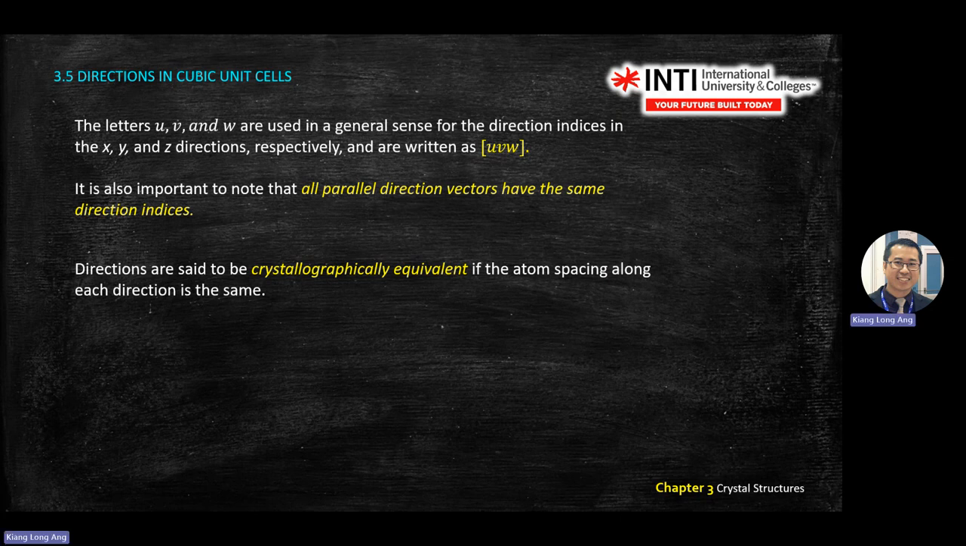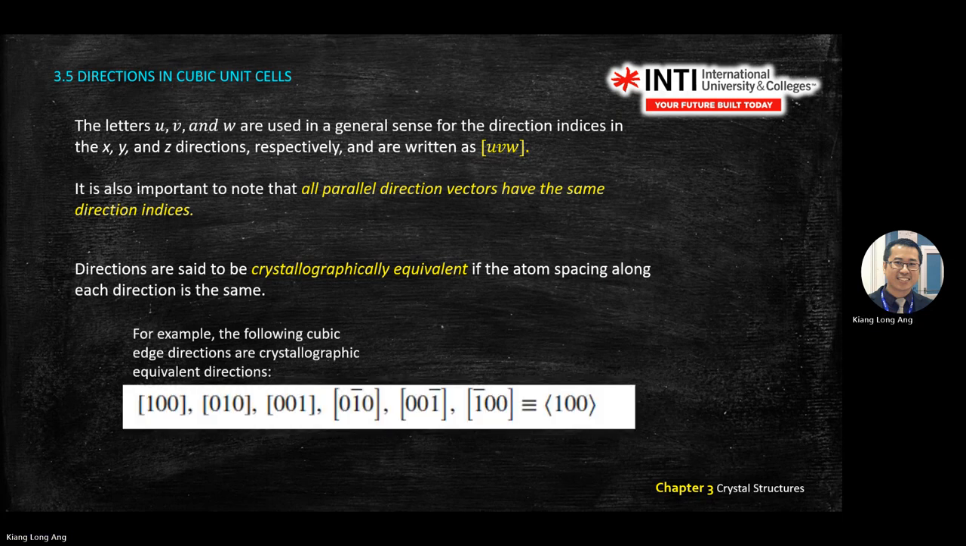Okay. So there's one word here. Sometimes this word will appear in the final exam. If you see that you are given a crystallographically equivalent, it means that the spacing along each direction is the same. So what does crystallographically equivalent mean? Spacing means you move one step, either in X direction, Y direction, or Z direction. It means you have the same number inside your direction presentation. For example, 100, 010, and 001, they are crystallographically equivalent. It means all of them move one step or one unit, either in X, Y, or Z. It means the size is the same.